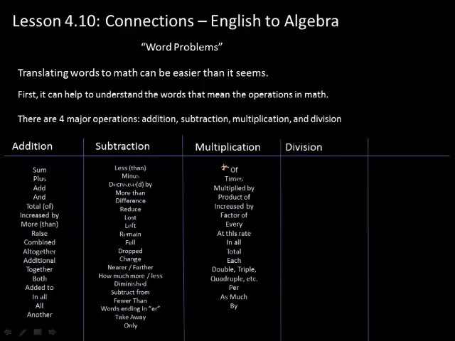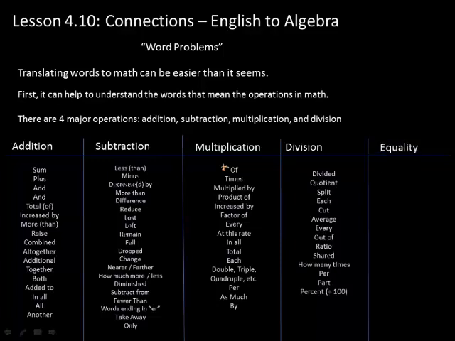You have words that mean division: divided, quotient, split, each, cut, average, every, out of, ratio, shared, how many times, per, part, percent is to divide by 100.